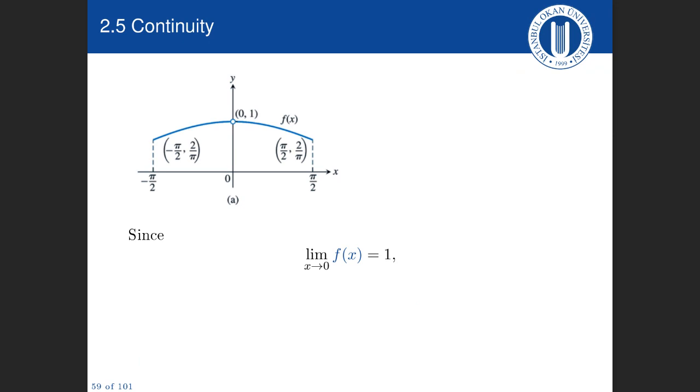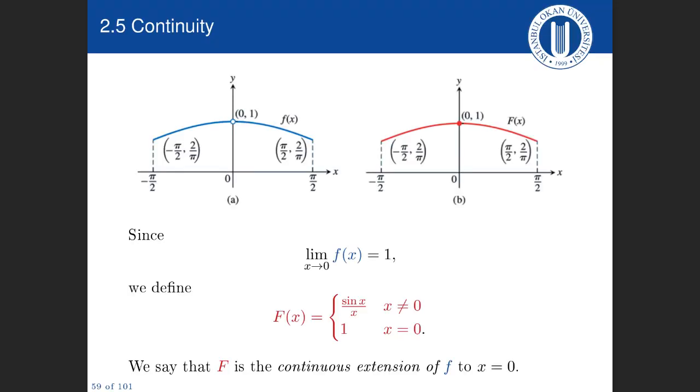Now, because the limit as x tends to 0 of f of x is equal to 1, we've done this: the limit of sine theta over theta is equal to 1. We're going to define capital F to be the function which is equal to sine x over x if x is not equal to 0, and we're going to define F of x to be equal to 1 if x is equal to 0. And then we've done what we wanted to do.